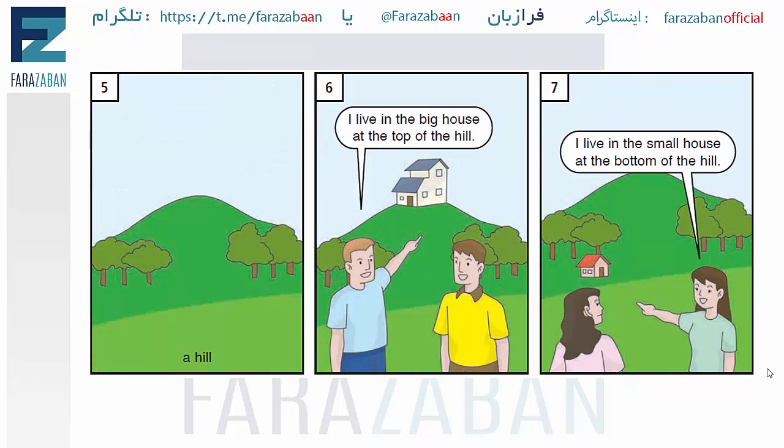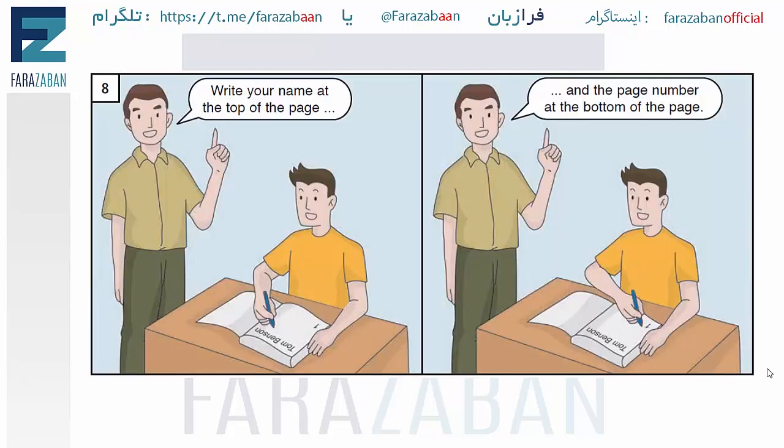A hill, یک تپه. I live in the big house at the top of the hill. من توی خونه بزرگه بالای تپه زندگی میکنم. So بالای یک چیزی at the top of. I live in the small house at the bottom of the hill. من تو خونه کوچیک پایین تپه زندگی میکنم.